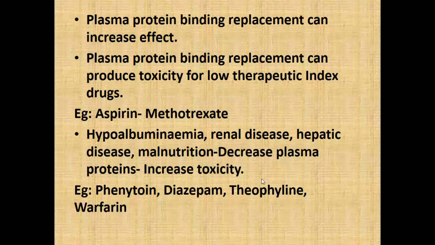Next, what are some diseases that increase toxicity because of reduced plasma protein? For example, hypoalbuminemia, renal diseases, hepatic diseases, malnutrition. In all these conditions you will see a decrease of plasma proteins. If you give the same dose, drug toxicity will increase because the free form of the drug will be more. Examples: phenytoin, diazepam, theophylline, warfarin. These are the drugs you should be careful with in renal and hepatic disease patients. You should reduce the dose because plasma protein concentration will be reduced.